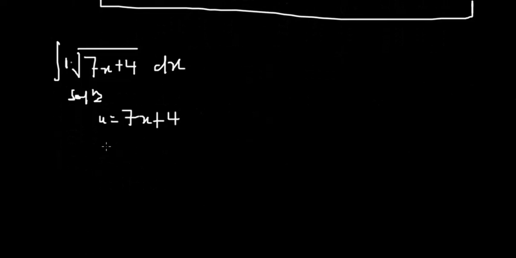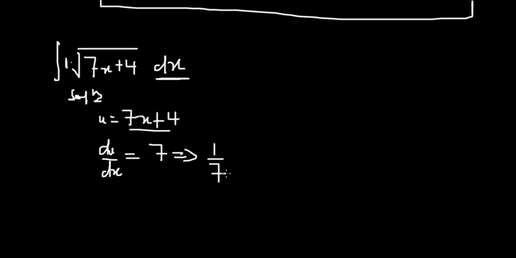So first find du/dx. Finding du/dx is all about differentiating u with respect to x. When you do that here, you end up with only 7, because when you differentiate 7x plus 4, you end up with 7. Now you can notice that we have dx over here. So let's make dx the subject. When we make dx the subject, we have 1 over 7 du giving us dx. This is very, very simple.